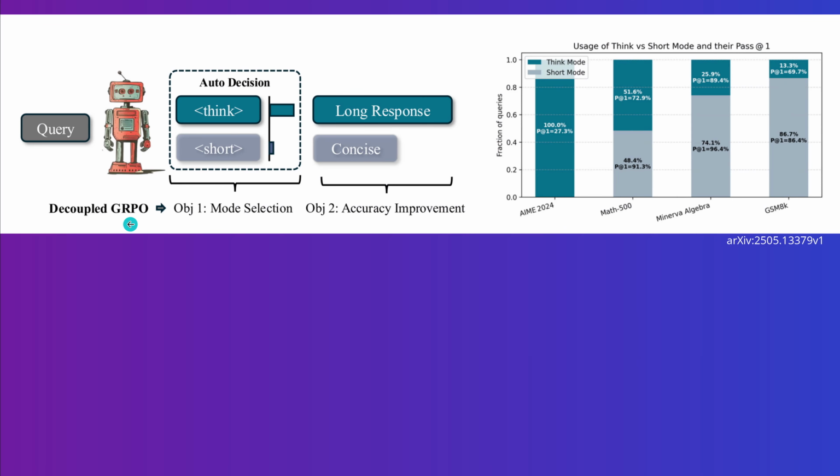So they decoupled GRPO. They need this here for, remember the control token? At first they have the mode selection. Should we go with the long thinking or the short, concise thinking? And then for objective 2, they have the accuracy improvement optimization methodology. Because look here at the dataset. And it's so funny because they use the identical dataset from paper number 1. So we can really compare this paper.